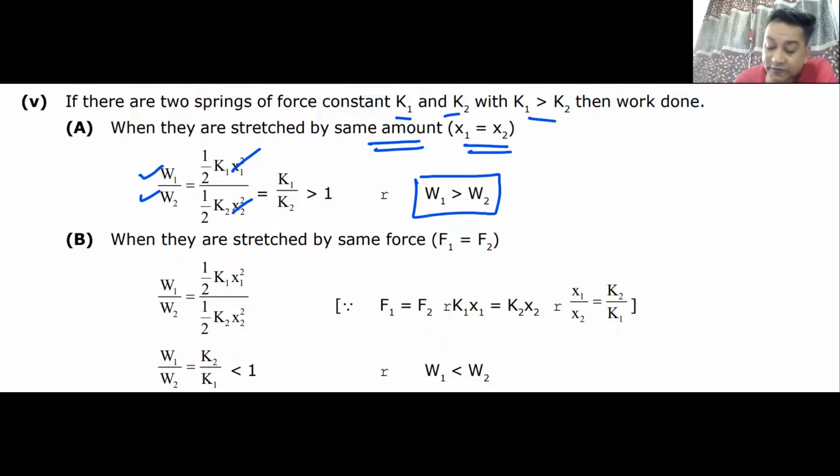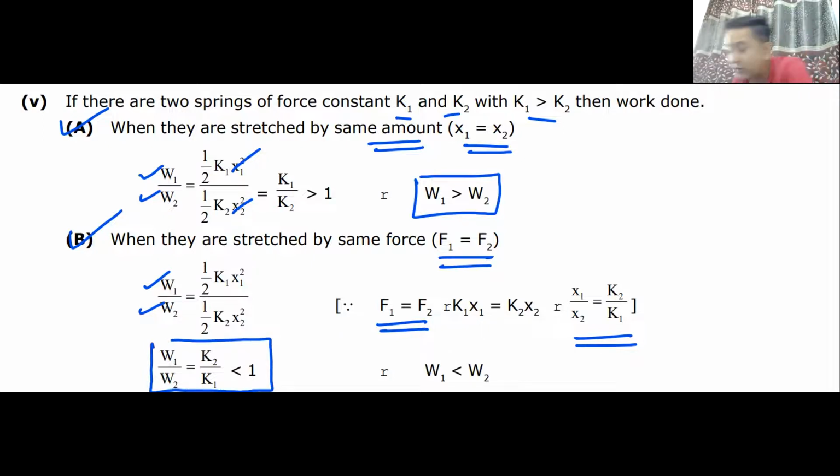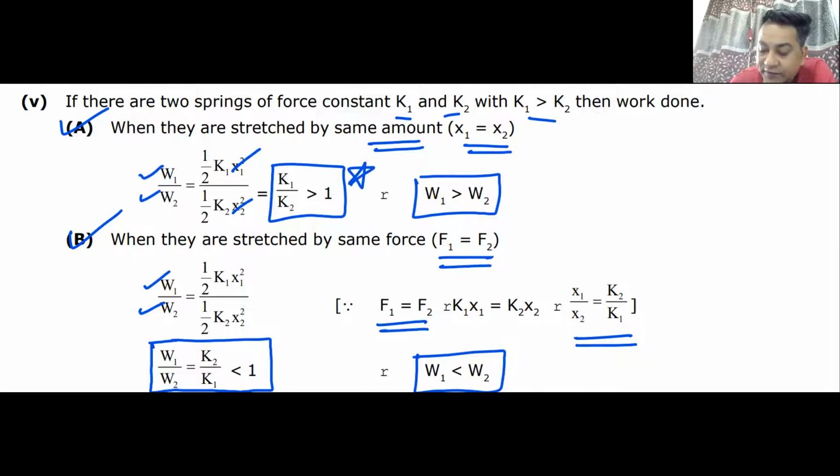If they are stretched by the same force, remember, in the first case they were stretched by the same amount. In the second case, they are stretched by the same force. Again, the ratio of work is half k1 x1 square divided by half k2 x2 square, but F1 and F2 are the same. k1 x1 is the same as k2 x2. So x1 by x2 becomes k2 by k1. In that case, W1 by W2, work done in the first case divided by work done in the second case, will be k2 by k1. Remember, in the first case, it was k1 by k2. In such a case, work done in the first case will be less than work done in the second case. I hope you understand the difference between the two.